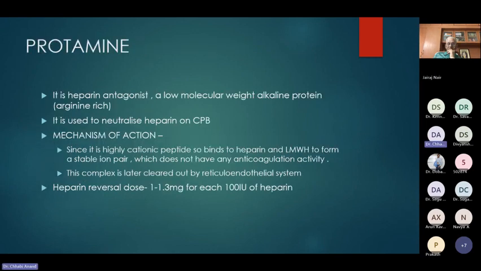Protamine. It is a heparin antagonist, a low molecular weight alkaline protein that is rich in arginine. It is used to neutralize heparin on CPB. Mechanism of action: since it is a highly cationic peptide, it binds to heparin and low molecular weight heparin to form a stable ion pair which does not have any anticoagulant activity. This complex is later cleared by the reticuloendothelial system. Heparin reversal dose is 1 to 1.3 mg for each 100 international units of heparin.